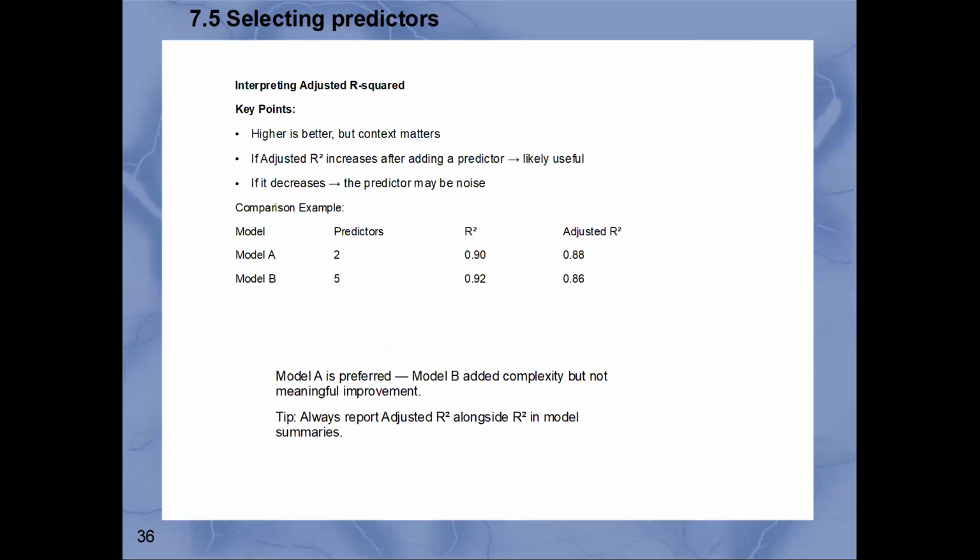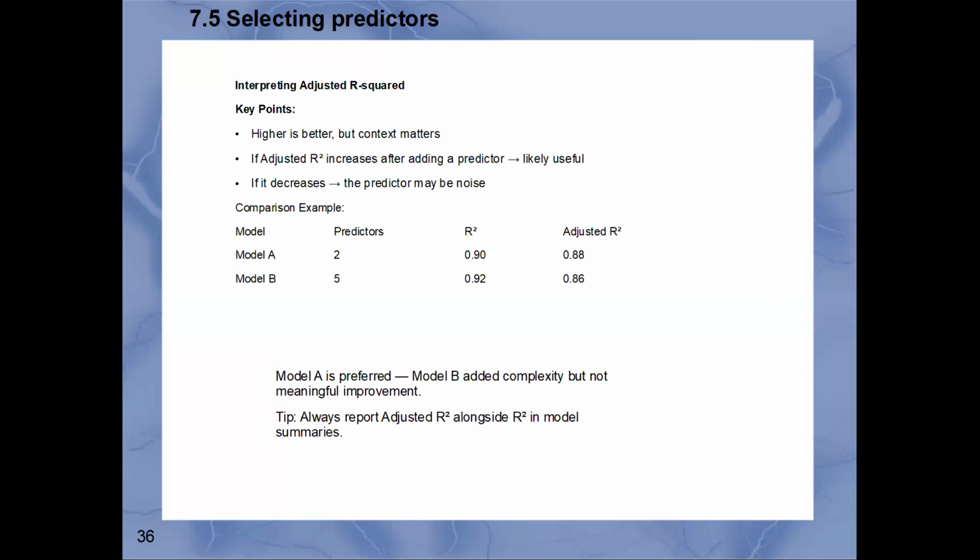So here's a good example. If we look at interpreting the adjusted R squared values, higher is better, but the context matters. And if the adjusted R squared increases after adding a predictor, it's likely more useful. If it decreases, the predictor may be just creating noise in your model.